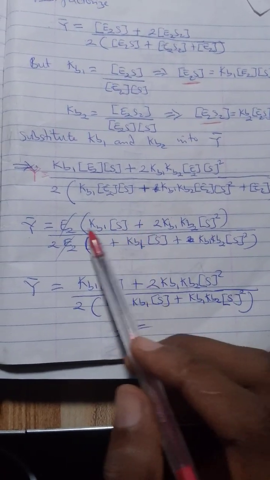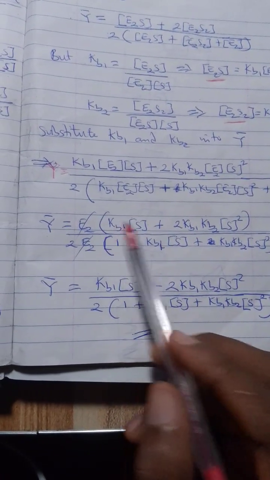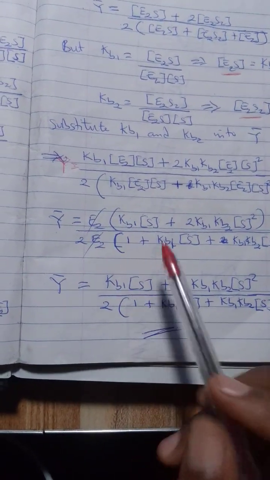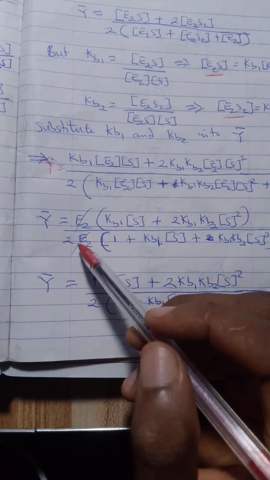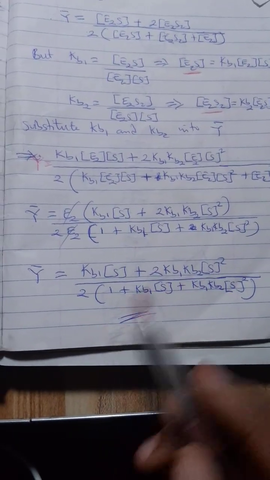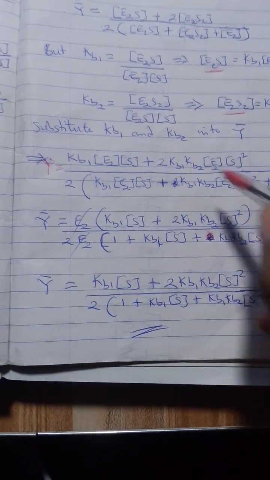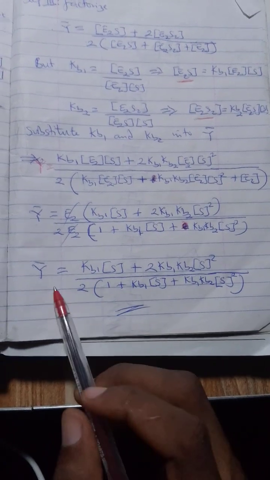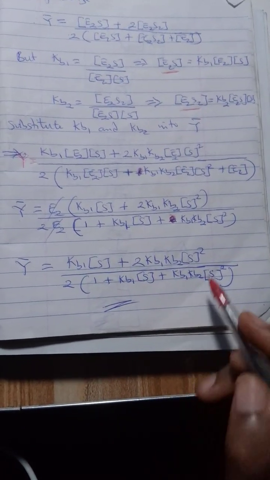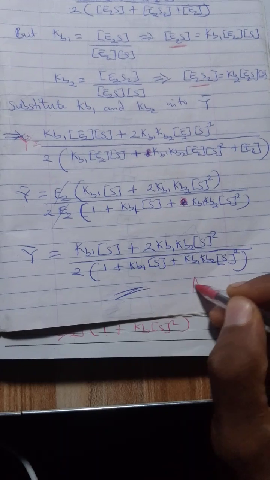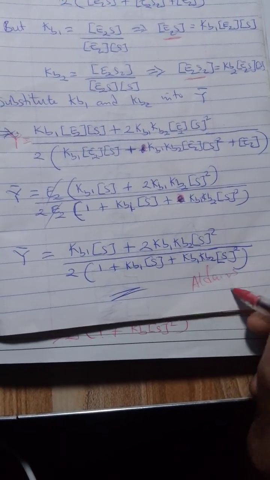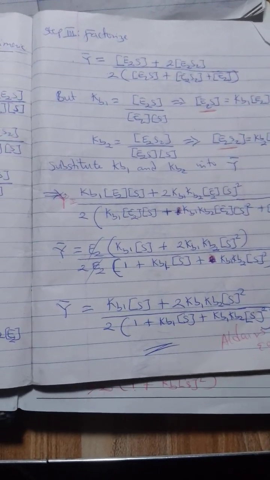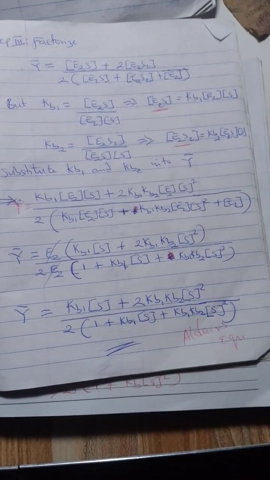We can factorize E2 since it's common, so we bring out E2 in the numerator and the denominator. You discover that E2 will cancel E2, and if that happens, we are left with this, and this is our Adair equation. This is our Adair equation for ligand binding to a dimeric enzyme. I know it's a little bit long, but take it step by step and you'll get it. Thanks.